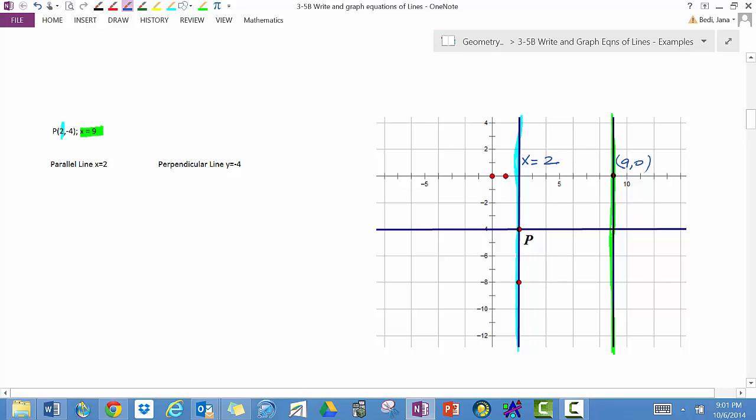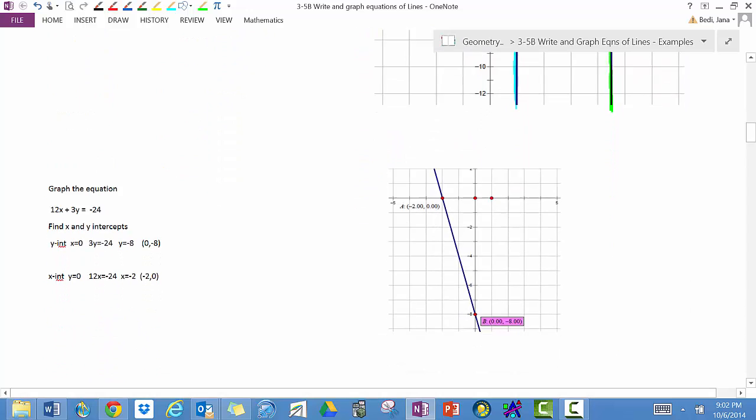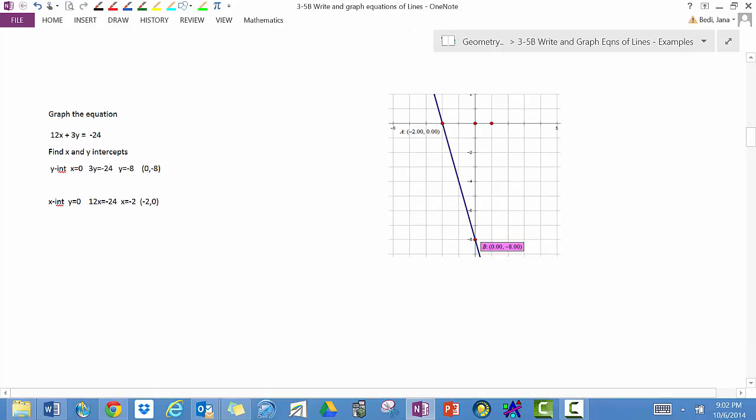The perpendicular line is this one here, y equals 4, y equals -4 rather, and I'm going to go ahead and label that y equals -4. This can be written in function form, so I can also write it as f of x equals -4 if I want. All vertical lines are parallel.